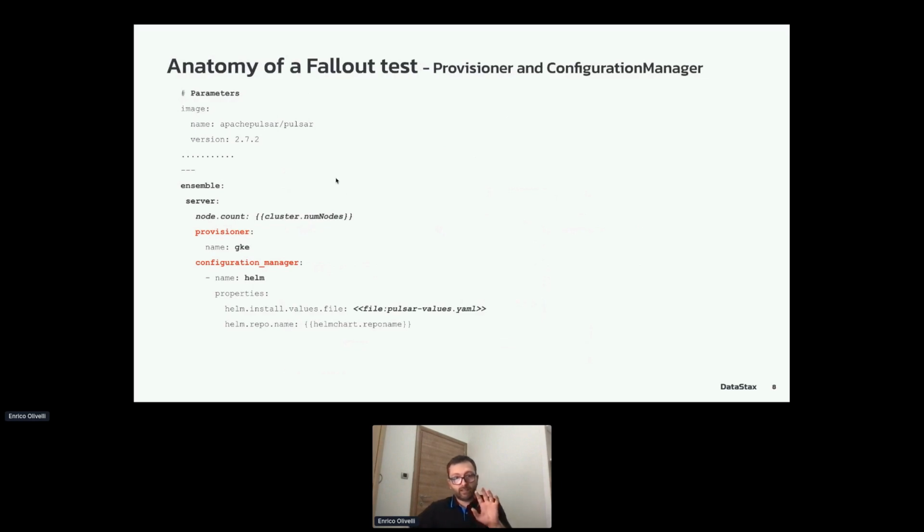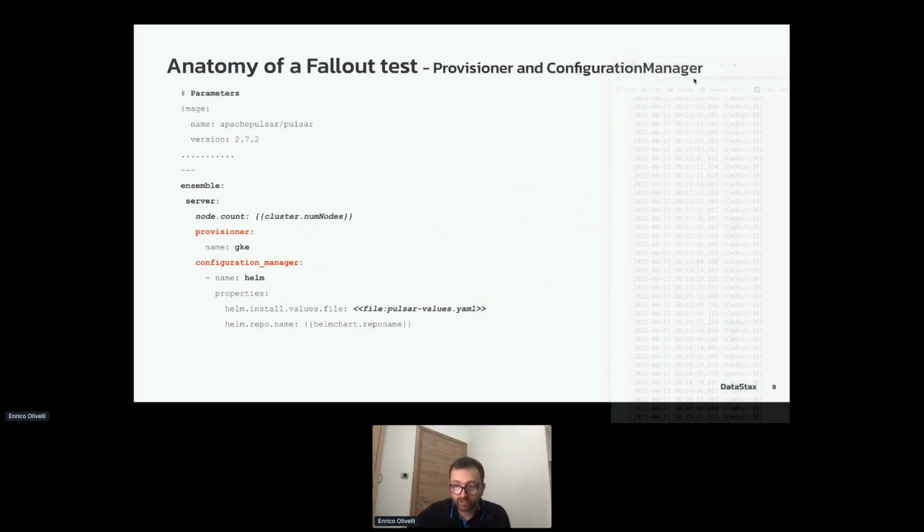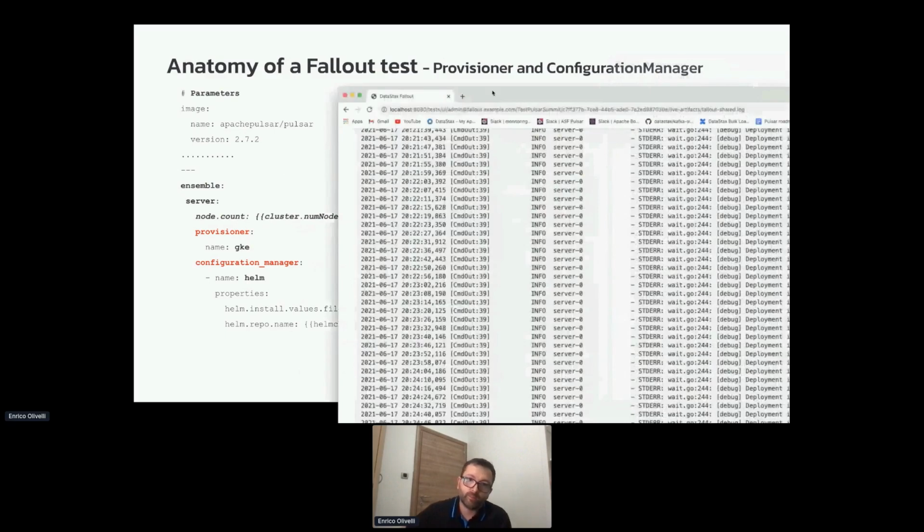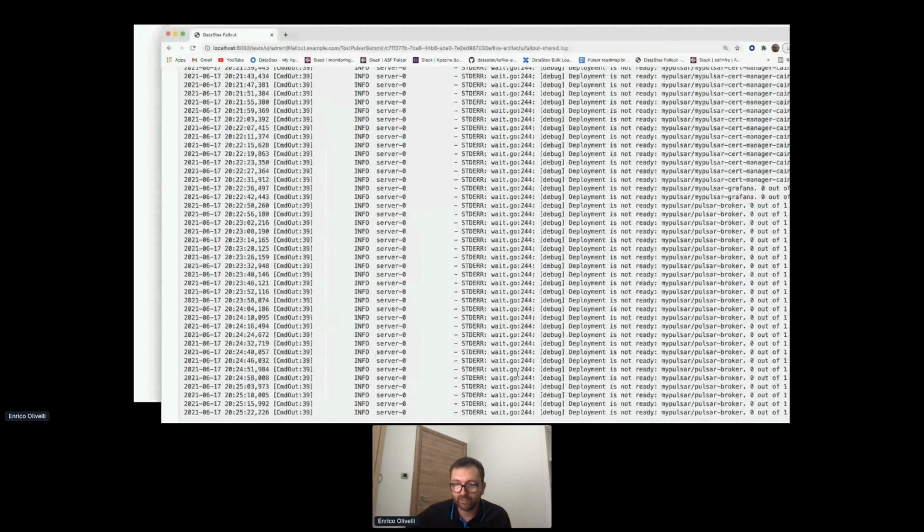Let's see a typical YAML file for Fallout. In the meantime, Fallout is working for us, and the Helm chart is still setting up.